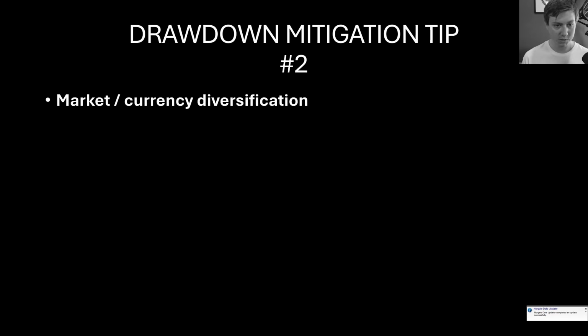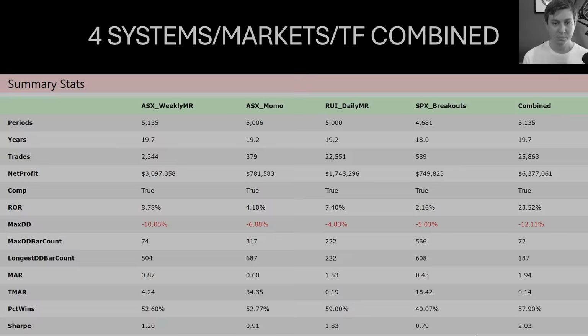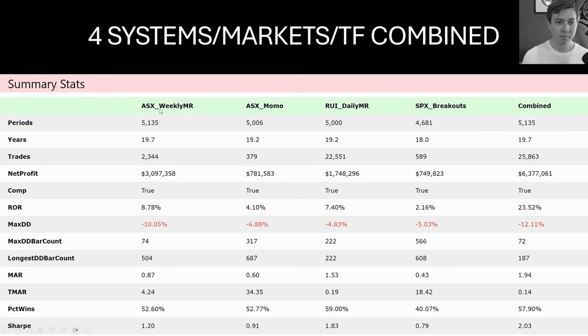Drawdown mitigation tip number 2 is market and currency diversification. So if I go back here, this is trading the entire broad Aussie market. This is trading the blue chip stocks, the top 100 Aussie markets by market cap.